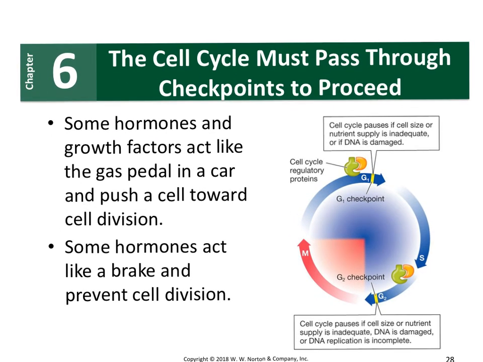Some hormones and growth factors act like the gas pedal on a car that make cells divide. They get the right signal. They get enough energy. Others, hormones act like brakes. They stop cell division or prevent cell division.